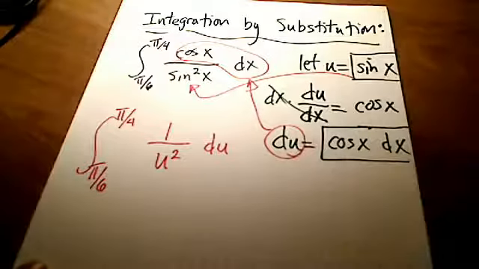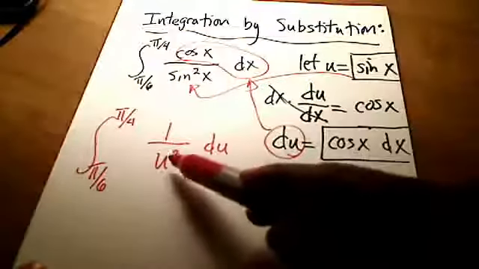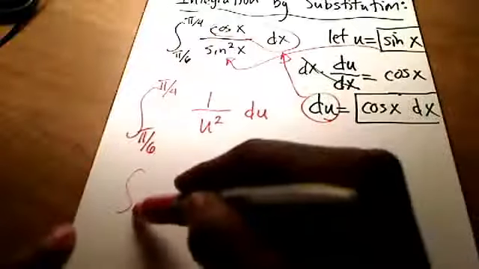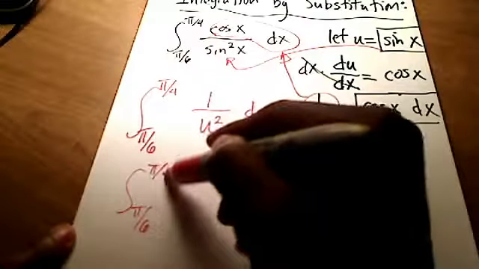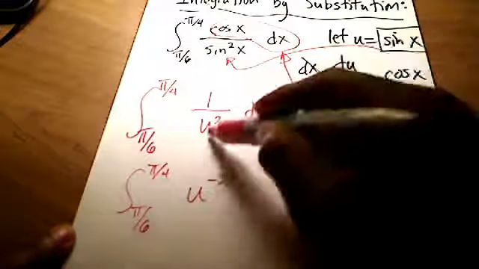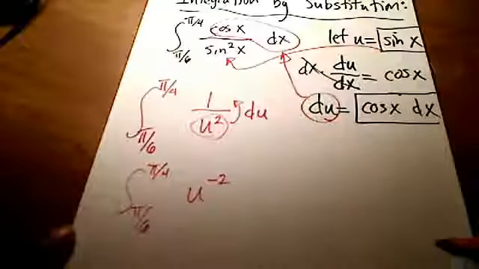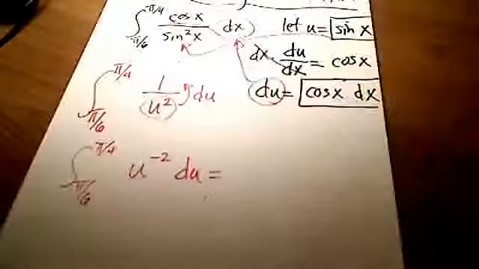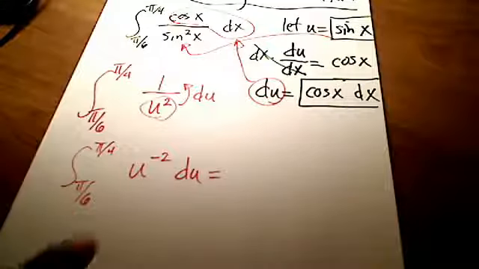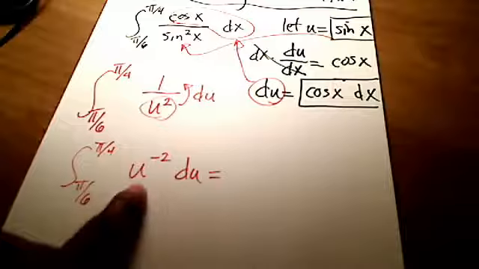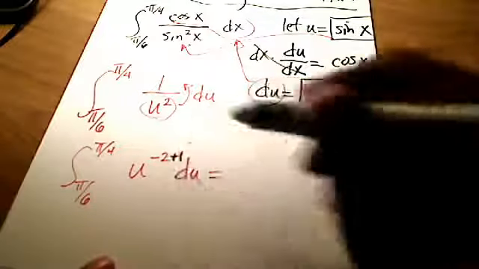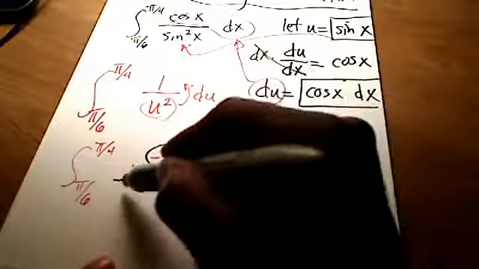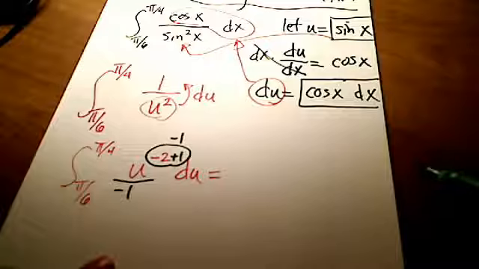Now, I'm going to rewrite this. I don't really like it as 1 over u squared. I prefer to see it this way, and maybe you prefer it this way as well. Let's bring this u squared into the numerator, so I'm going to write it as u to the negative 2 du. Hope you're okay with that. Now we are ready to integrate. Give me the antiderivative of u to the negative 2. Well, that is the process of adding 1 to that exponent, which now is a negative 1, and that new exponent of negative 1 moves to the denominator as well.